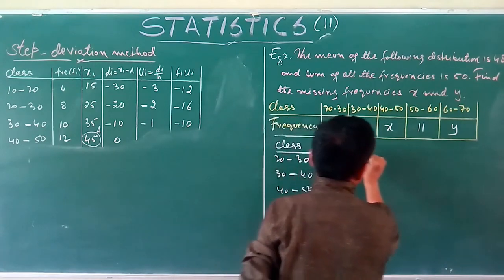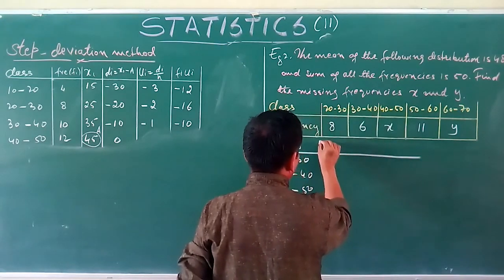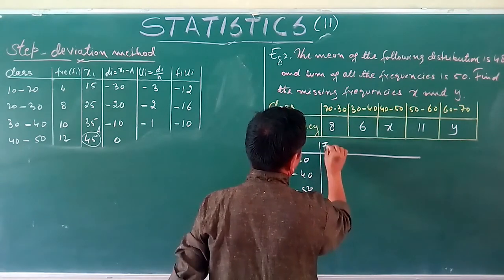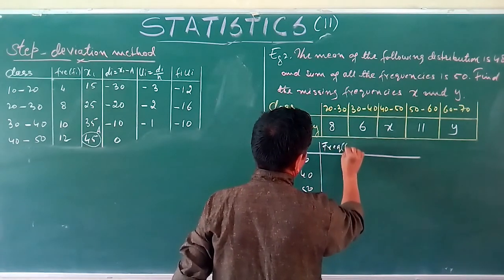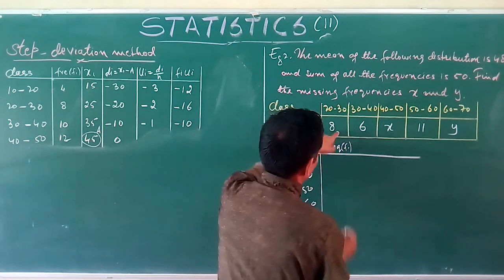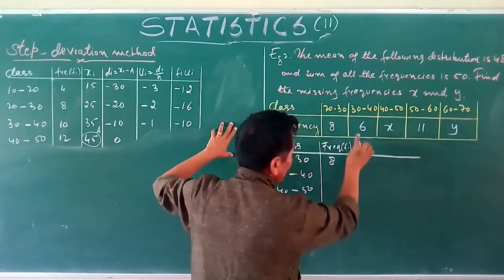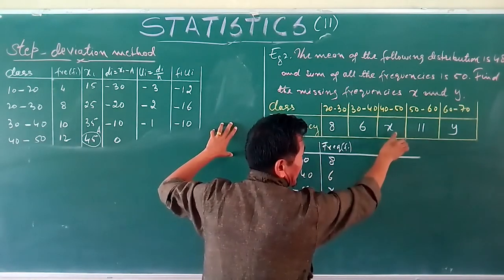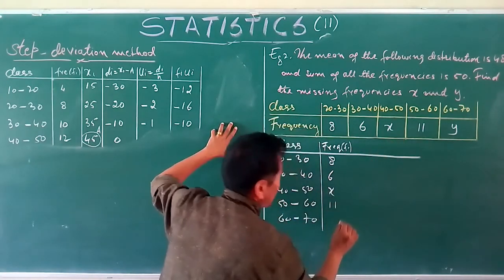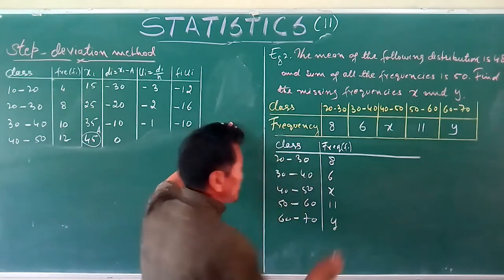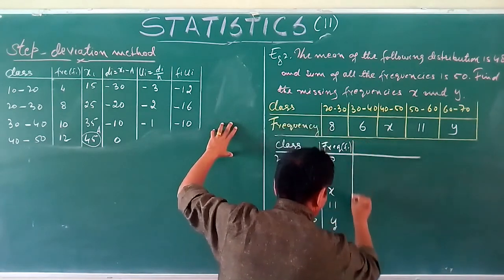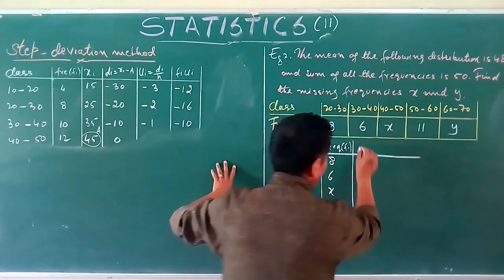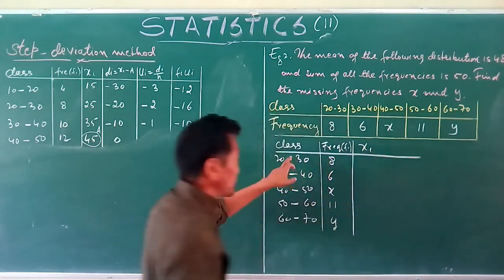F is given also. Frequency, that means fi. And fi is given: number one, 8. Second is 6. And next is x, unknown. And then comes 11 and y. The unknown is the same. xi is the same.